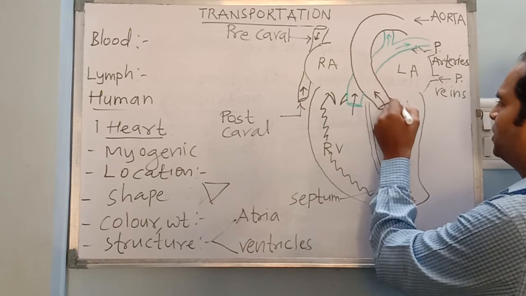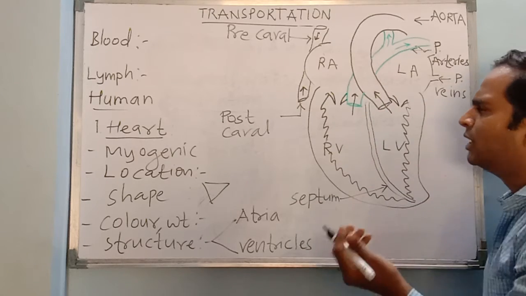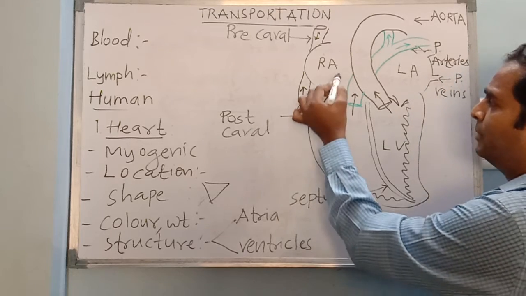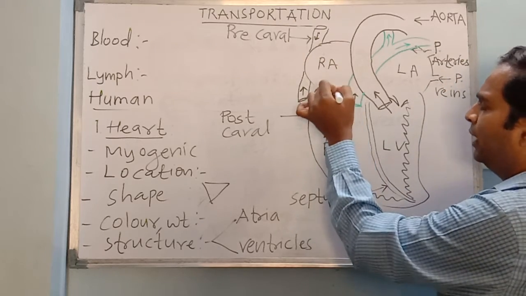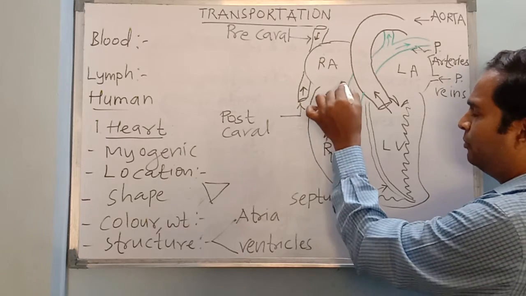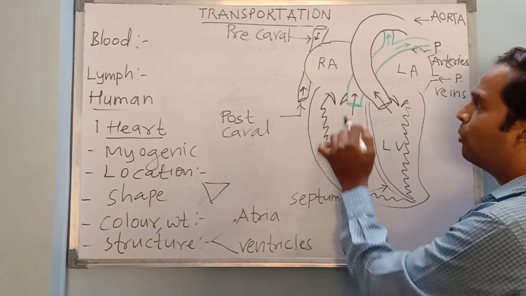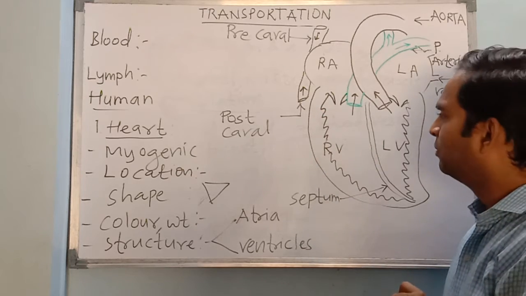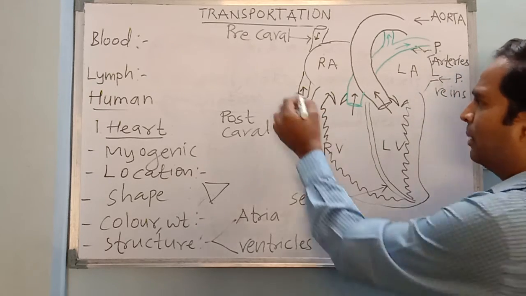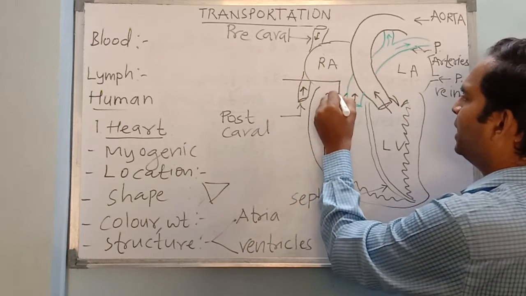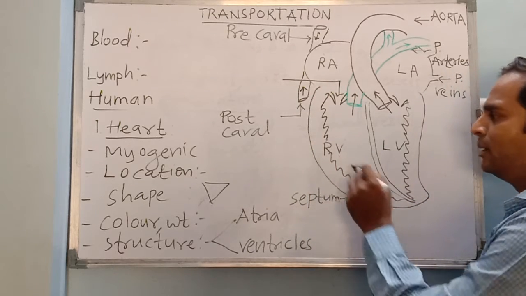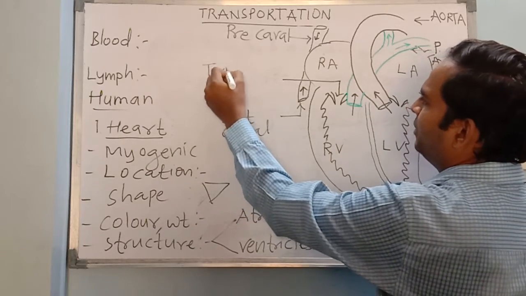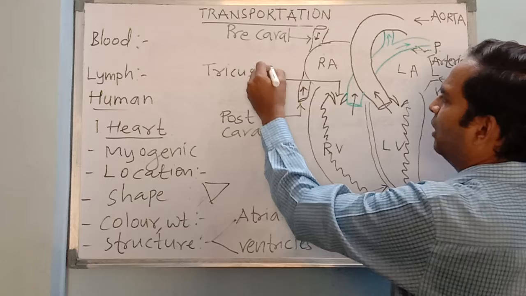Now what are valves? Valves are the small structures which prevent backflow of the blood. So blood from the atria should always come to the ventricles, and should not go back to the atria. So these open in only one direction. Two main valves you can remember. The valve present between the right atrium and the right ventricle is called the tricuspid valve.